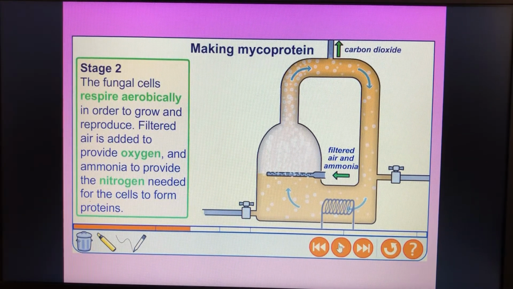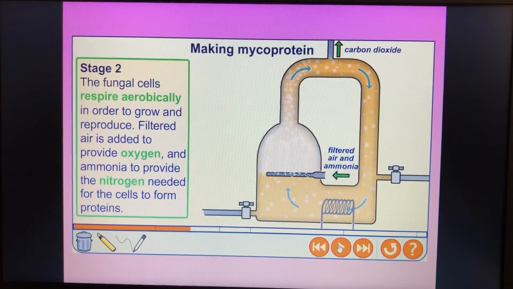Okay, so the nitrogen from the ammonia is going to go into building amino acids, which will then go into building the protein, and that's done by the fusarium. It's done by that fungus. Okay, so the fungal cells respire aerobically using that filtered air to provide oxygen and ammonia to provide the nitrogen to make those amino acids and make the protein. If you need to pause, pause now.